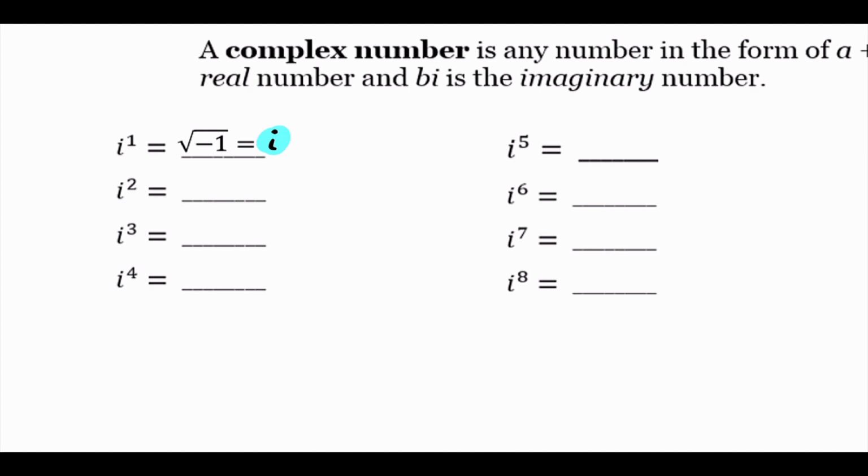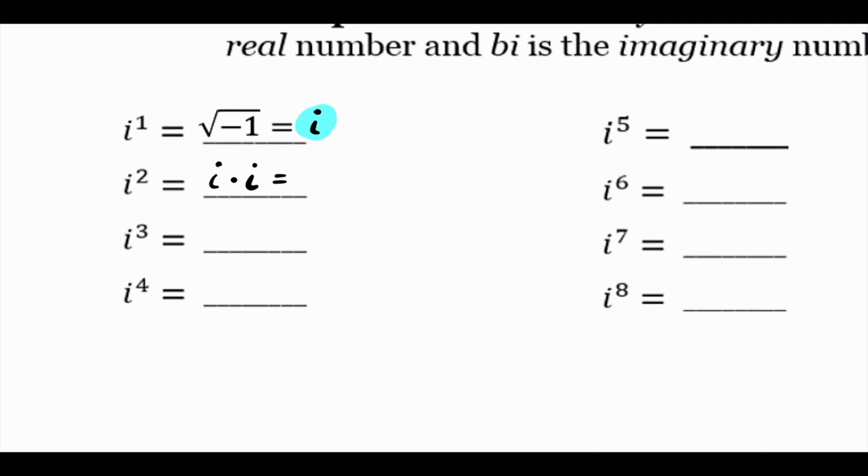Well, isn't i squared just i times i? Right? Well, what did we say i was? Isn't i the square root of negative 1? So this is the square root of negative 1 times the square root of negative 1, because each of them represents just the square root of negative 1. So when I multiply the square root of negative 1 times the square root of negative 1, what do you think I'm going to get as an answer?